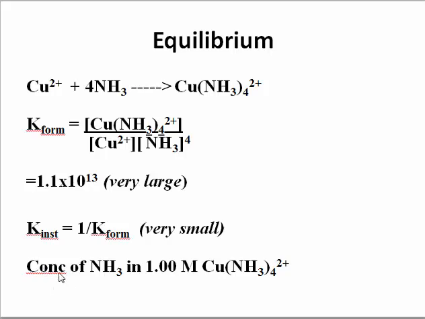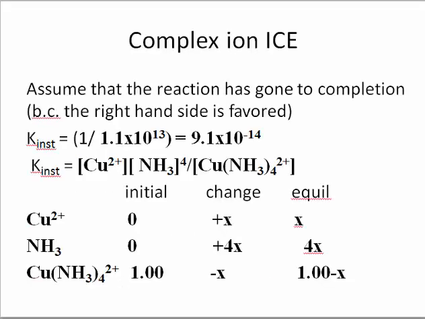For example, let's look at an equilibrium problem in which we address the concentration of free ammonia in a 1 molar copper-ammonia solution, which could be made from 1 mole of copper and 4 moles of ammonia, for example. We assume that the reaction has gone to completion. In other words, our 1 mole of copper and 4 moles of ammonia in a liter of water completely form the copper-ammonia complex. Now consider the reverse reaction going on.